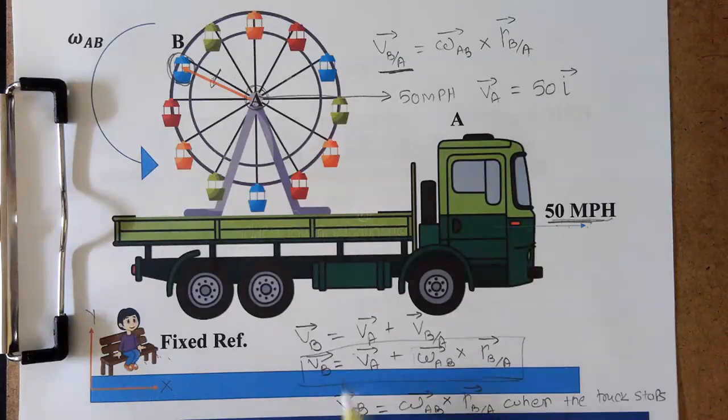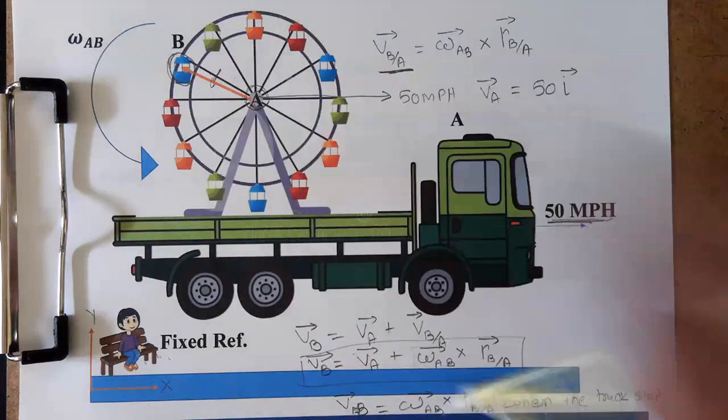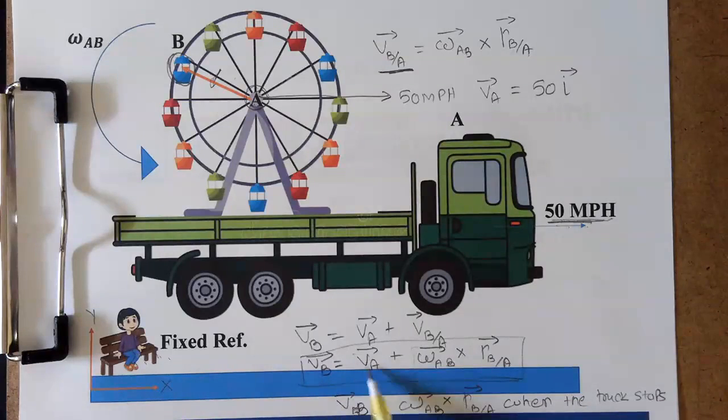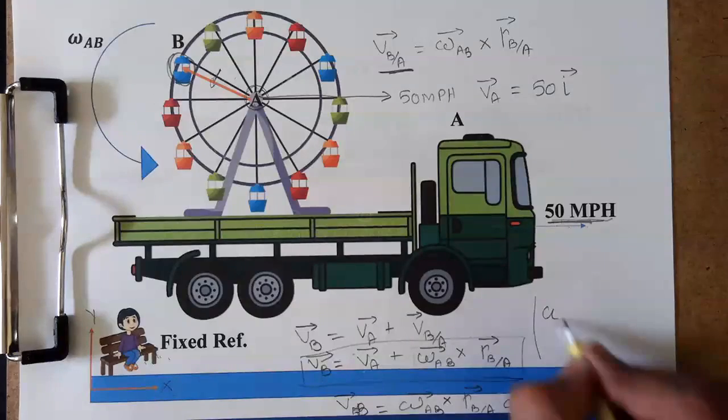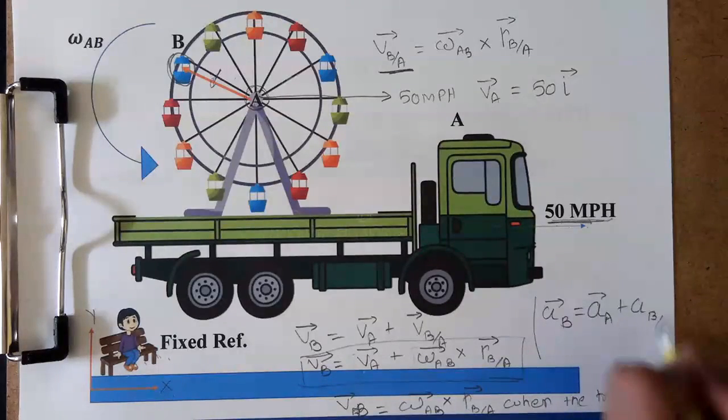So once again, if this concept is not clear, feel free to play back this video one more time and go through it, because all of our next few examples and in-class exercises are heavily based on this concept. Remember that when a body has both rotation and translation, then the absolute velocity is the velocity of A plus the velocity of B with respect to A. We will make extensive use of this equation for the next few examples. And if we apply the same equation to acceleration, then it can also be written as acceleration of B equals acceleration of A plus acceleration of B with respect to A.